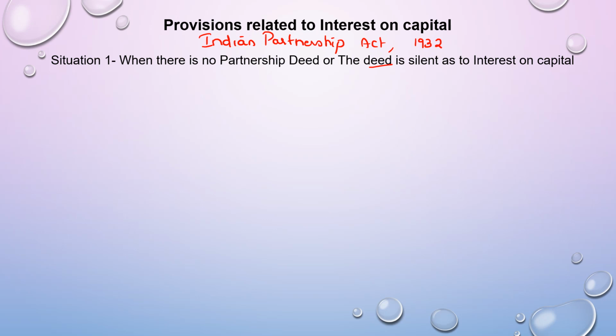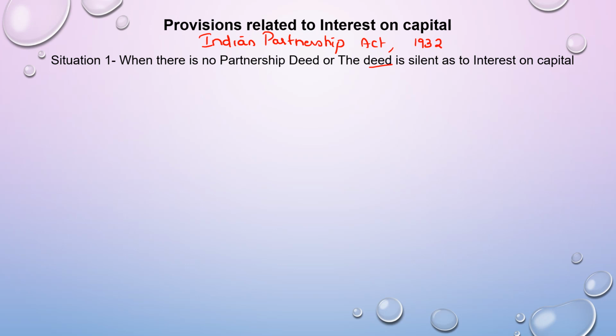Now, going into interest on capital, we will understand the different situations that you're likely to face and the accounting treatment that you're supposed to give in those different situations. So first, we will take up the situation where there is no partnership deed. It means they have not put it down in writing. There is no partnership deed available for that partnership business.